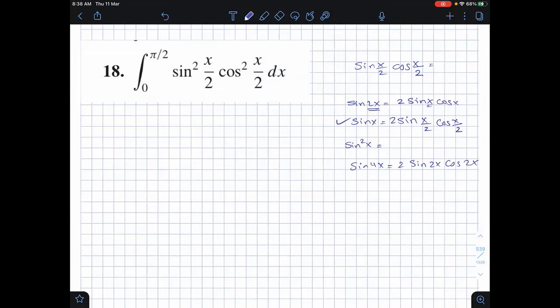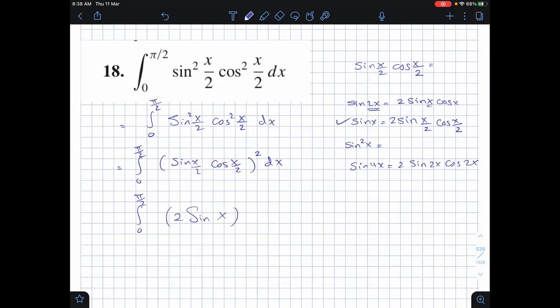So we can write it as sin squared x over 2 cosine squared x over 2. We can write it as sin x over 2 cosine x over 2, all squared. Sin x over 2 cosine x over 2 all to the power 2, and then replace it in the integral dx. Then this whole thing was multiplied by 2 inside, so multiply by half outside: 2 sin x over 2 cosine x over 2, all squared, dx.